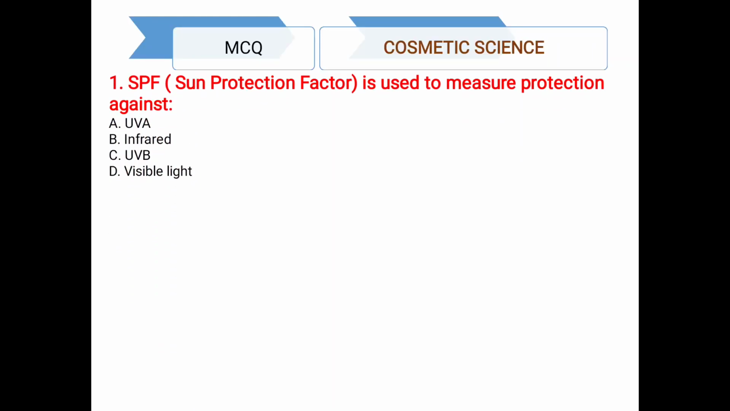Next, SPF sun protection factor is used to measure protection against option A, UVA, option B, infrared, option C, UVB, option D, visible light. So SPF sun protection factor is used to measure protection against UVB. So C is the correct answer.